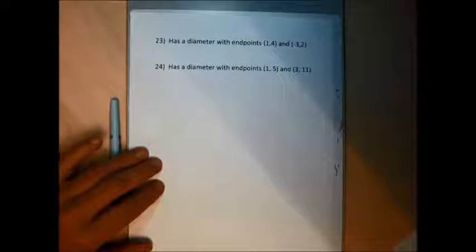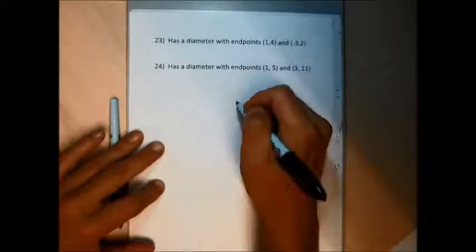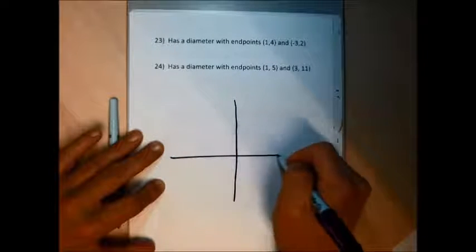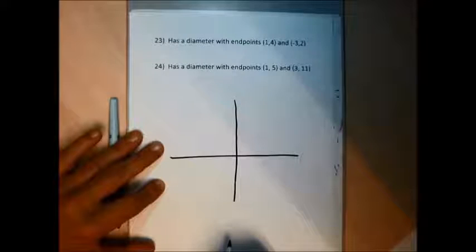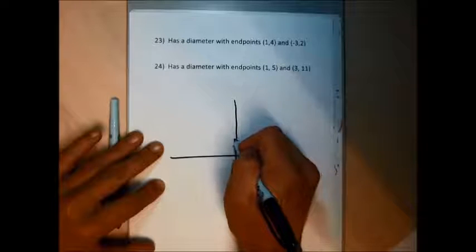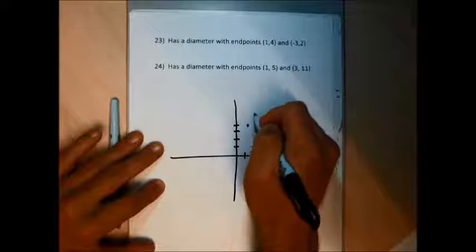Doesn't give me the center and it doesn't give me the radius. Let me see if I can do this so it's understandable. So I'm going to sketch a graph, and what is given to me is the diameter of the circle. A diameter is a line that goes through the center of the circle, and the midpoint of the diameter is the center. So let me try to plot the point 1, 4. So here's my point 1, 4.